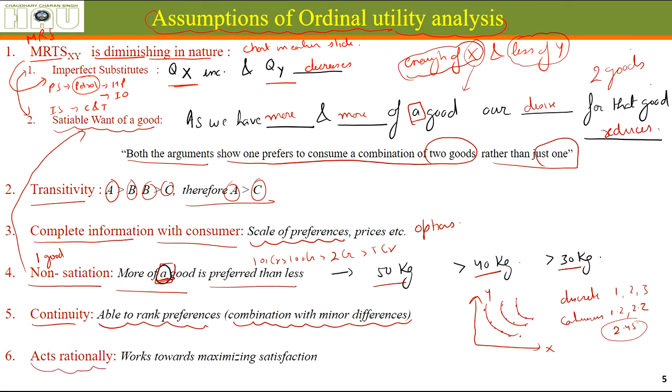A consumer is going to act rationally, which in economics means he is going to maximize his satisfaction. He is going to ask for maximum bang for the buck. In simple language, he wants to fulfill his desire to the most possible by spending the least money.